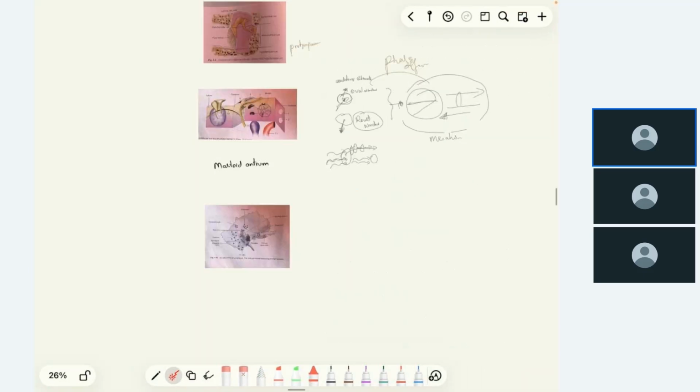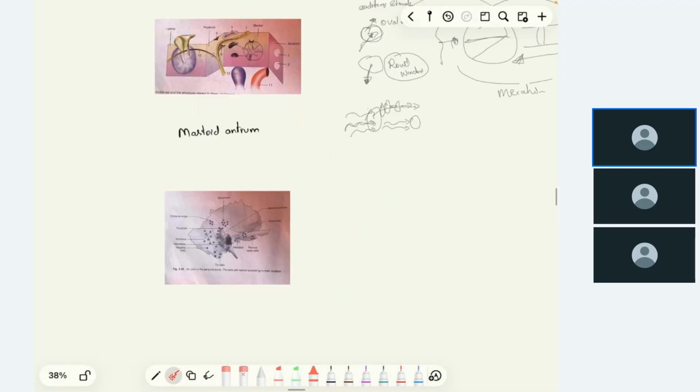I am pausing for 10 seconds. If anyone has doubts, please let me know. I will try to clarify. Please unmute yourself and let me know. No doubt, Guru.